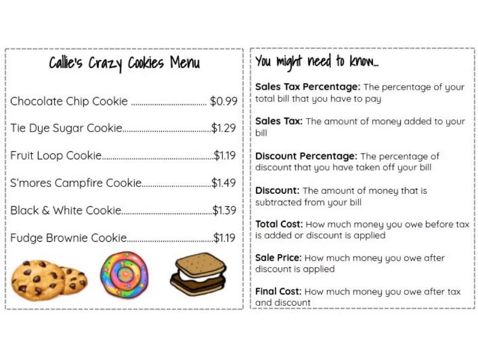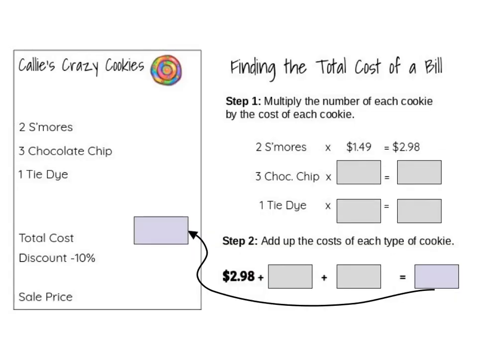Back here, this is just the menu page. You're going to have to come back to see how much each cookie costs, and then you might need to know some of these definitions. Everything is laid out here for you. You just have to use what you're given. According to this, the chocolate chip cookie costs 99 cents, tie-dye costs $1.29, and the s'mores cookie $1.49. Okay.